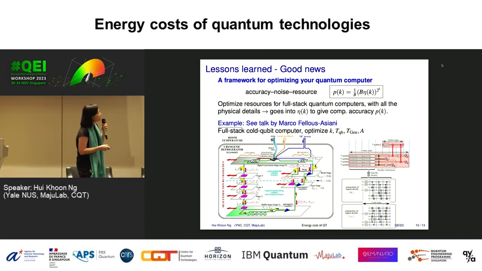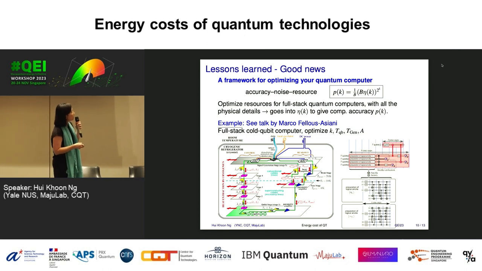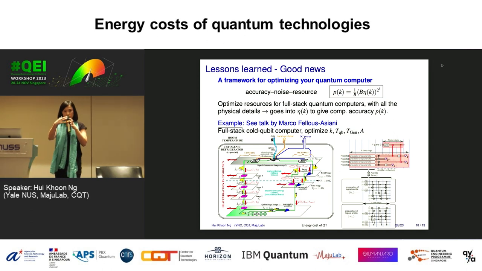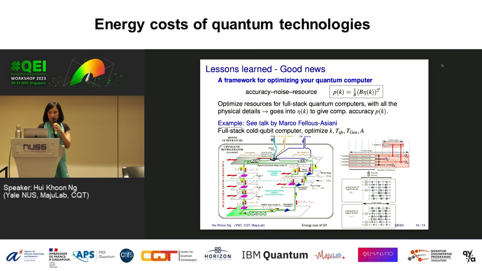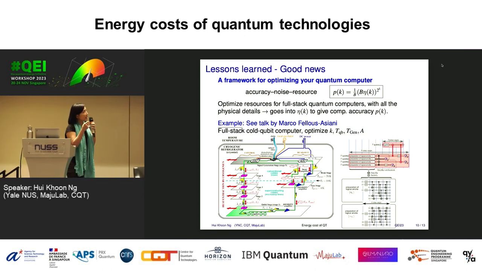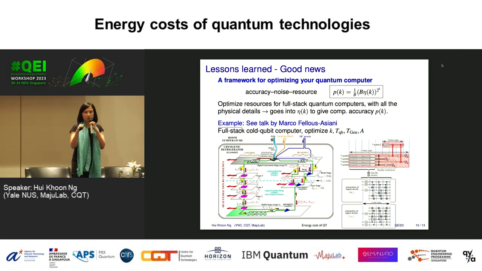But you can see all the ingredients that go into that calculation, where you really need the full stack picture of all the ingredients that go into your quantum computing stack. And then you need the error correction pieces that give you the fault-tolerant quantum computation that allows you to scale up your error correction and hence hopefully increase your accuracy.